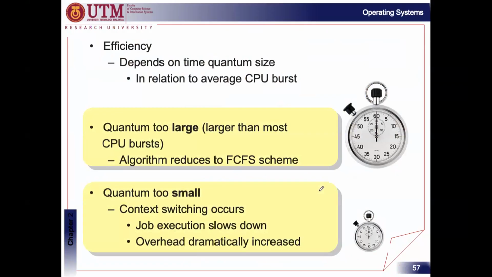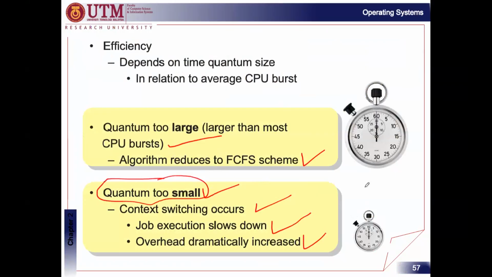So efficiency depends on the time quantum size in relation to the average CPU burst. If the quantum is too large, larger than most CPU bursts, the algorithm reduces to first come, first serve. If the quantum is too small, context switches occur. What happens? Job execution becomes very slow, and overhead dramatically increases. This is what happens if they choose it too small.